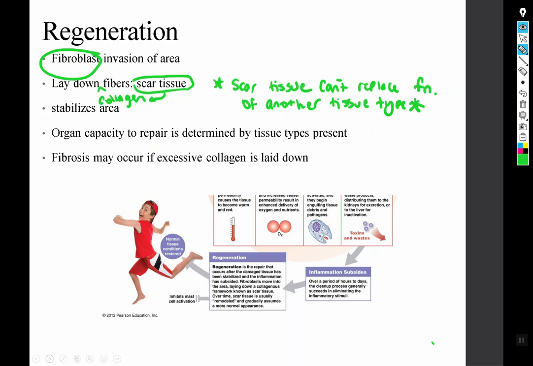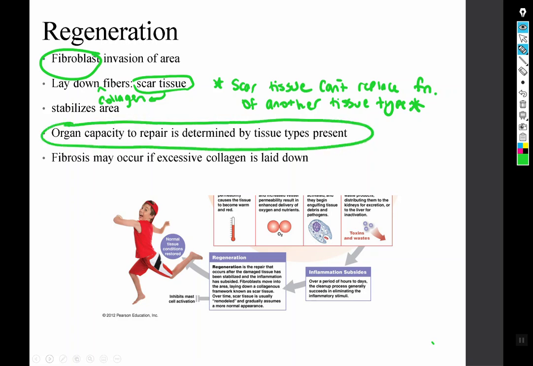So the scar tissue basically is just collagen fibers. So it's there to take the place of and fill a void and it's there to stabilize the area as it heals. But a collagen fiber can't replace the function of a melanocyte, for example. So it's not going to be able to make pigment, it's just a fiber. So what that means is scar tissue is a good stabilizer, but it's usually supposed to be replaced eventually with the cells that were there before. However, different organs have different abilities to repair themselves, and that depends on which tissue types are present.